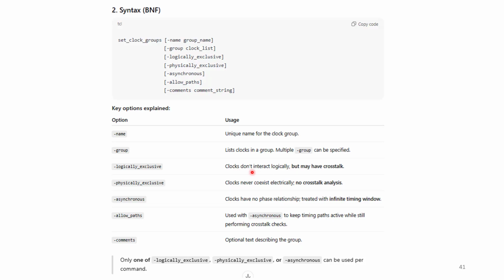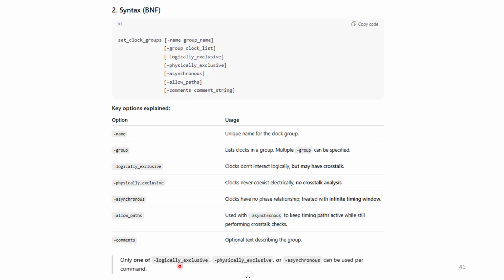Logically exclusive clocks don't interact logically but may have crosstalk, whereas physically exclusive clocks never coexist electrically, so there is no crosstalk analysis. -asynchronous: clocks have no phase relationship and are treated with an infinite timing window. Next, -allow_paths is used with -asynchronous to keep timing paths active while still performing crosstalk checks. Next, -comment is optional text describing the group.